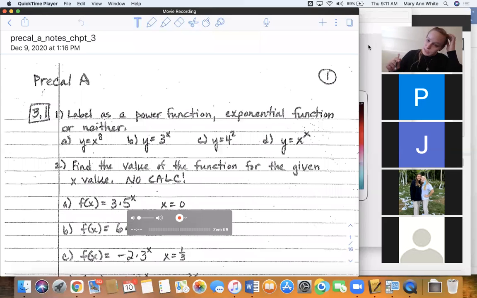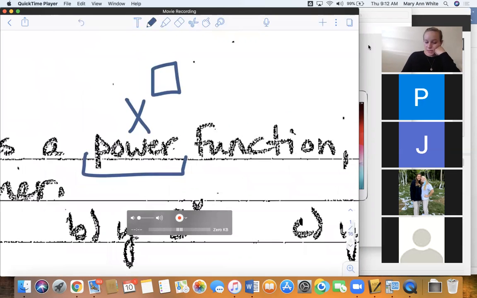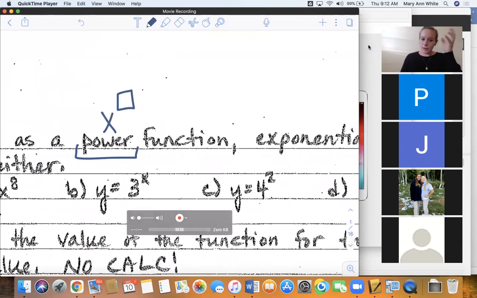Okay, so we're in chapter 3. We're starting by talking about the difference between a power function and an exponential function. A power function is a function where x is being raised to a number, an exponent that is an actual number: being raised to the second power, the fifth power, the seventh power.